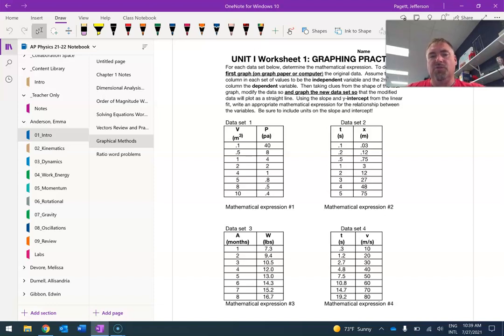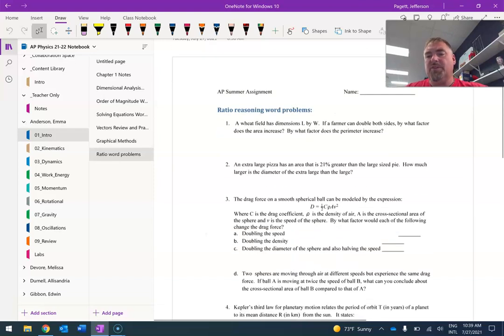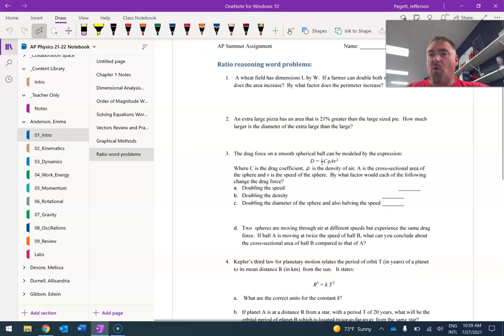The other thing I'd like you to do too on this is look at the ratio word problems. This is something I want you to have done before we come into class. And it's just a matter of solving problems that you don't necessarily know how to do. So it's kind of a critical thinking skill. See what you can do, see what you can find. And we'll go over this when we come into class. So try this today as well.